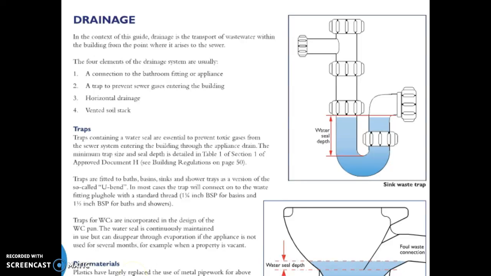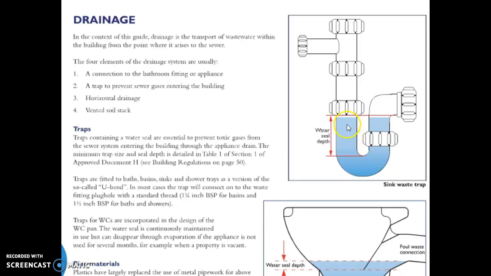Okay, so the first thing is to look at the traps and understand why we need them. Essentially, their main job is to prevent smells from a drainage system entering into the house. Obviously, with effluent, there are going to be gases given off, and we don't want this to come into the house and ruin our environment.